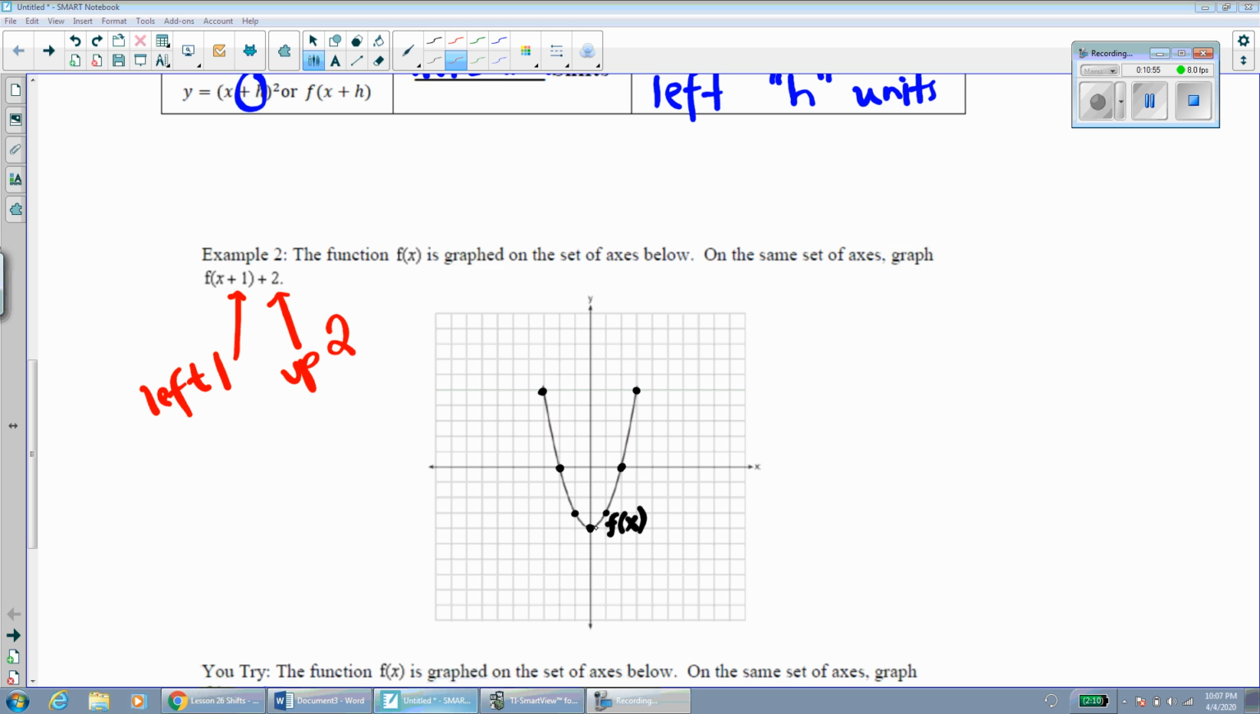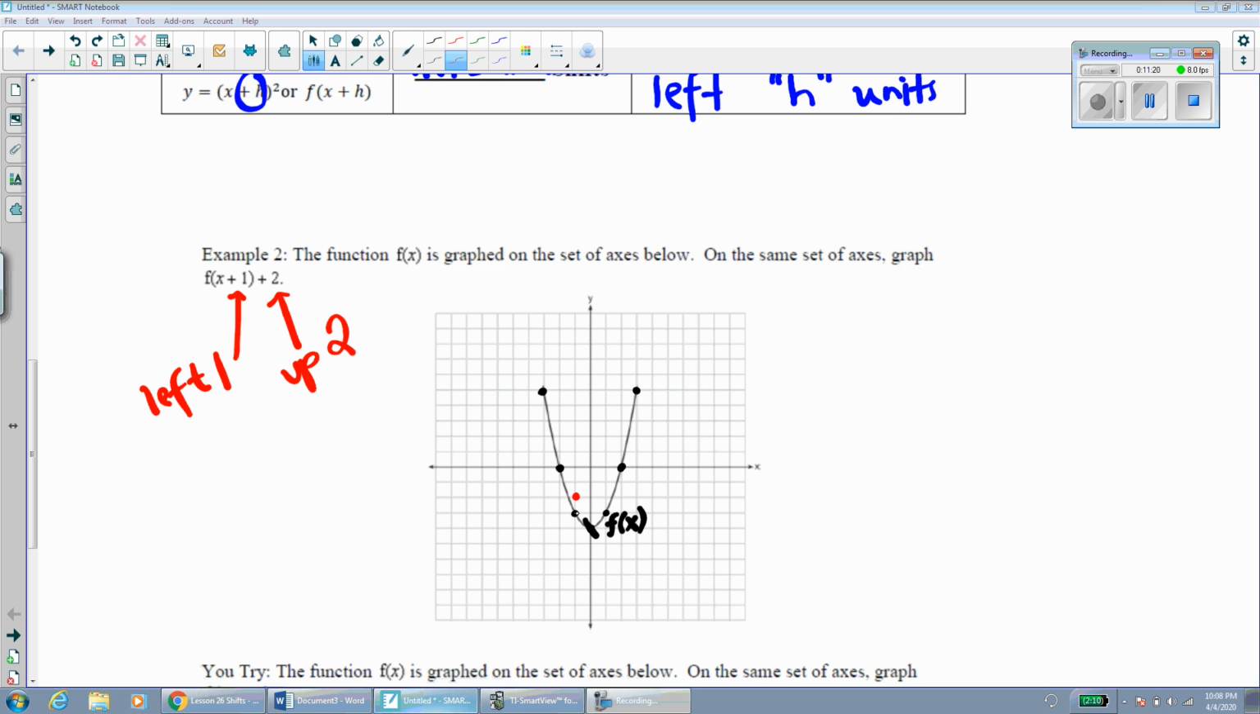So let's start with our vertex first. I'm going to go for my vertex point. I'm going to go to the left 1, and then I'm going to go up 2, and I'm going to put a red point there. That is my new vertex. With my other point, I'm just going to put a slash through it so that I know that I plotted it for my new parabola.